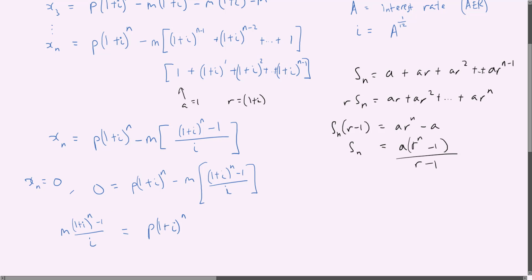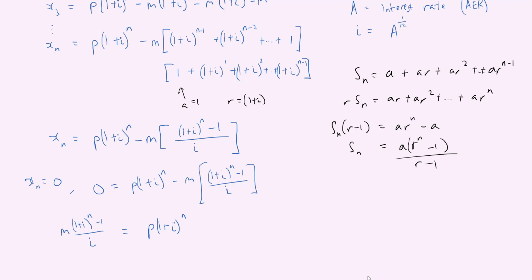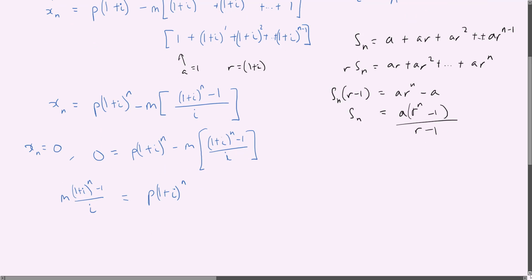Now it looks promising here because I've got (1+I)^N on both sides, but sadly they won't cancel out because this is tangled in a subtraction. Let's rearrange for monthly payments. This formula here lets us know our monthly payment if we know our loan terms: duration N, our principal P, and our interest rate I.